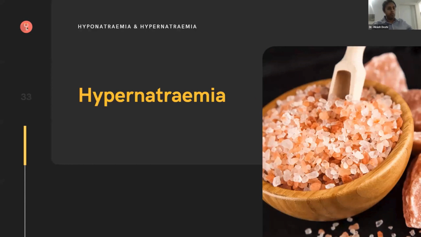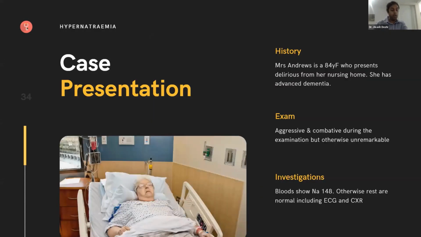Now to talk about hyponatremia, and this is just a couple of slides. So another case to just contextualize what we're talking about. Mrs. Andrews is an 84-year-old who presents delirious from her nursing home. She's got advanced dementia. On examination, she's aggressive and combative during the examination, but otherwise unremarkable. Her bloods show that she's got this raised sodium, but the rest of her investigations are normal.